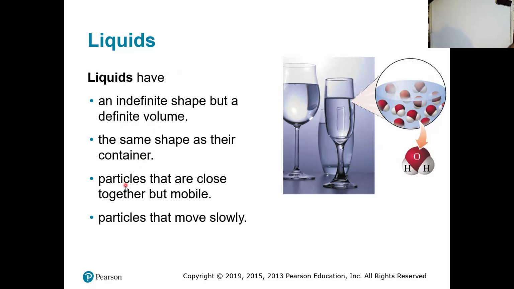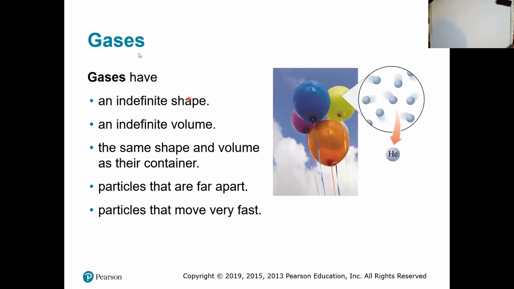The particles of liquids are very close together, but they are mobile, and those particles do move very slowly. Slowly in comparison, in particular to gases. Gases have particles that move very fast, right? The particles that make up gases are extremely far apart from one another, and they're moving very quickly all the time. So this affects the shape and the volume properties of gases.